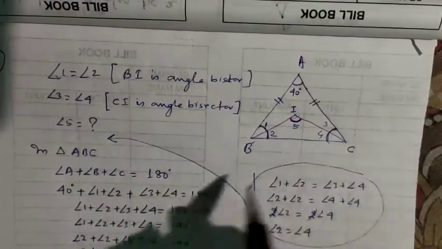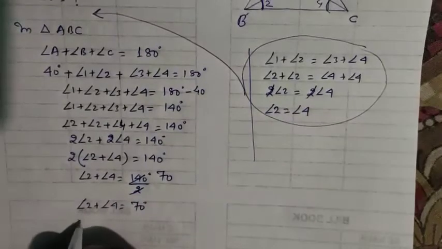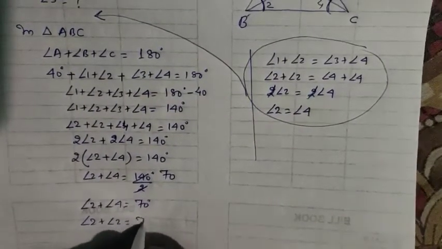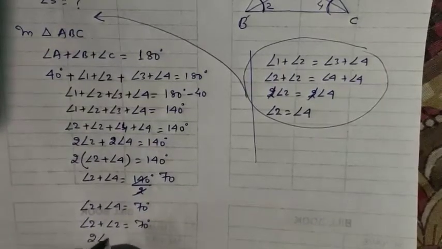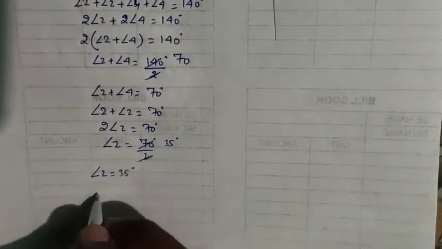The entire thing you will write here. Then after, now we know that angle 2 is equal to angle 4. So we will replace it by one angle. Angle 2 plus angle 2 is equal to 70 degree. Twice angle 2 is equal to 70 degree. Therefore angle 2 is equal to 70 degree by 2. The value of angle 2 is 35 degree. Therefore angle 4 will be also equal to 35 degree.